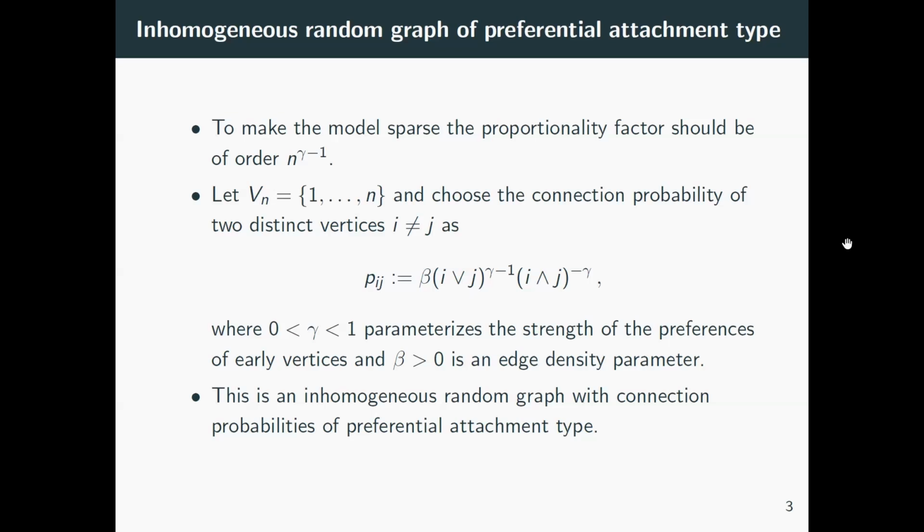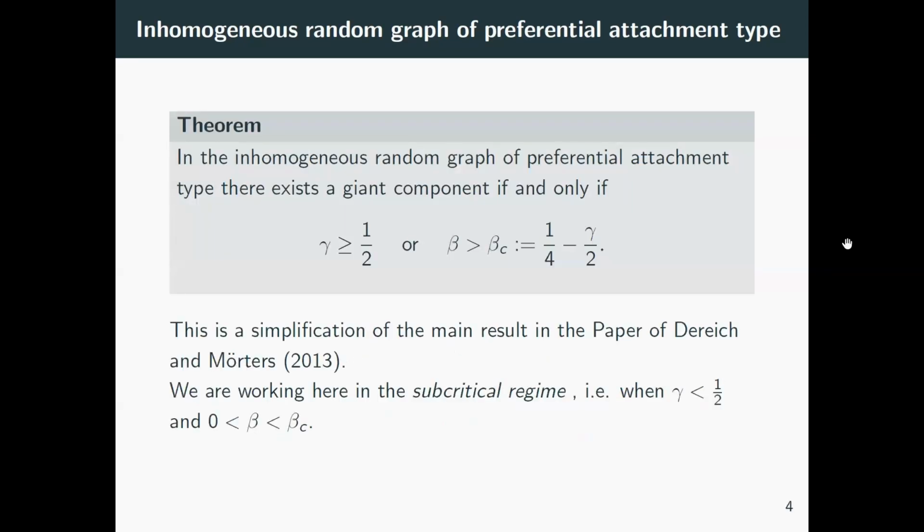But now we work on the subcritical regime. So I have to explain what this is and what this means in our case. And I want to cite the following theorem. In this inhomogeneous random graph model, or in the model I just presented, there exists a giant component, meaning that the size of the largest component of this network is of order n, if and only if the parameter gamma is bigger than 1/2, and then we are in a robust case, or beta is bigger than beta critical, which depends on gamma.